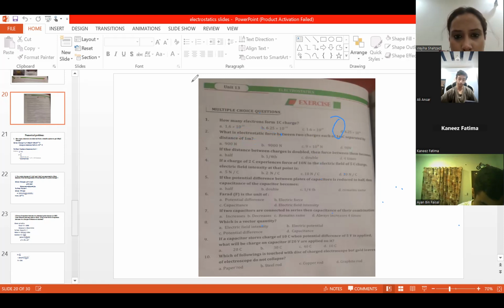So just write the formula. F is equal to K Q1 Q2 by R square. You know that the value of K is a constant, that is 9 into 10 raised to power 9. Q1 is 1 millicoulomb and Q2 is also 1 millicoulomb. So the value for milli is 10 power minus 3. So put the values in the given equation, and R is 1 meter. So we have to take the square of this distance. So tell me what is the answer?